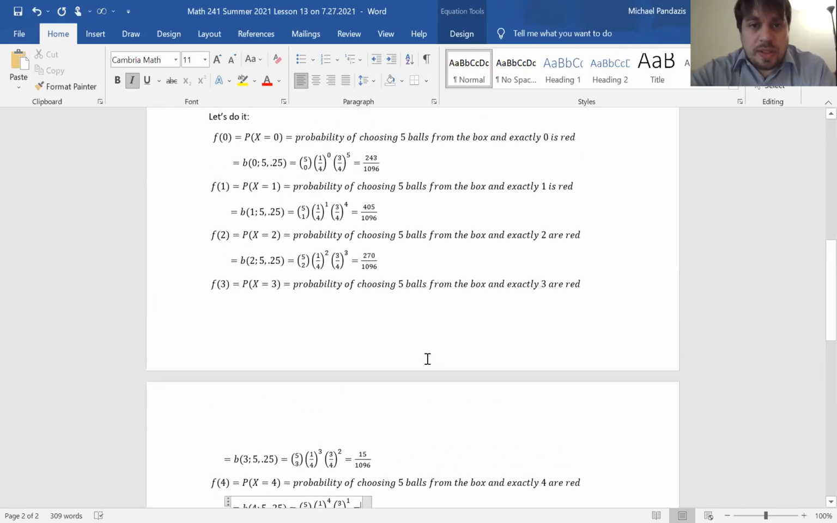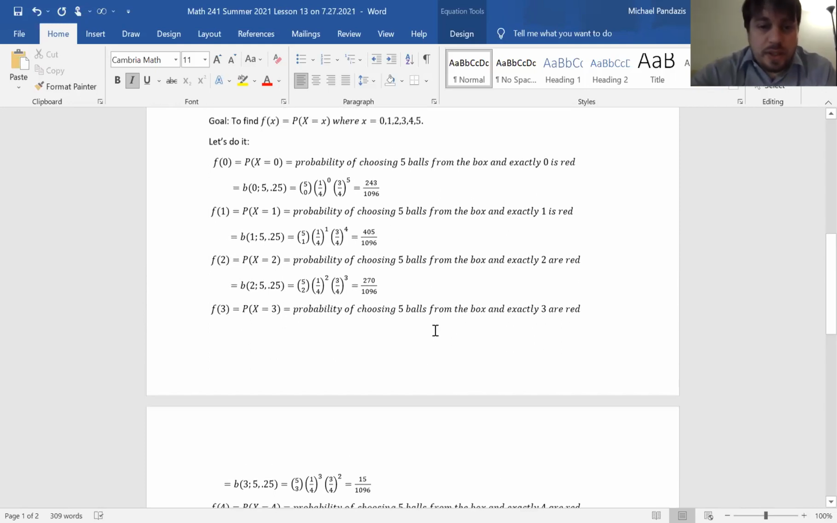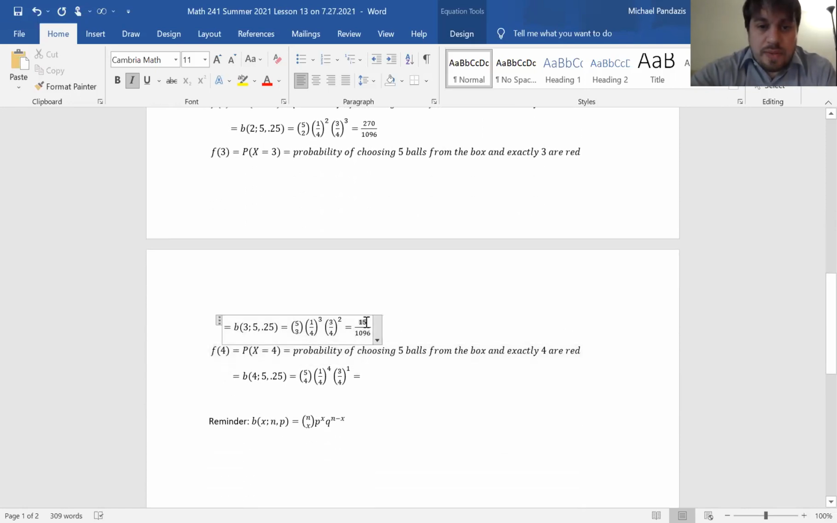Wait, so let me check something. 0 is that, 1 is that, 2 is that, 3 is, this is 270. That was 270. Okay, and then 4 is 15 divided by 1096.